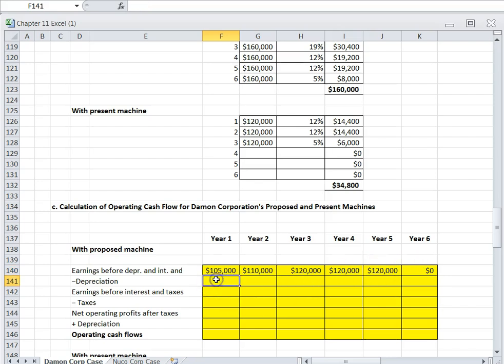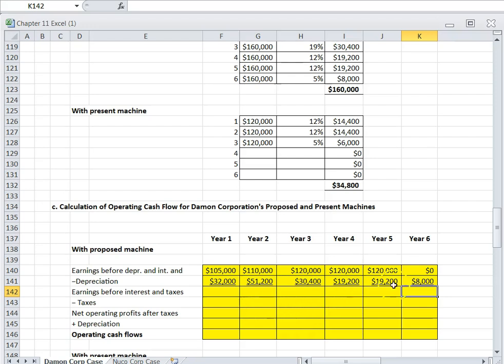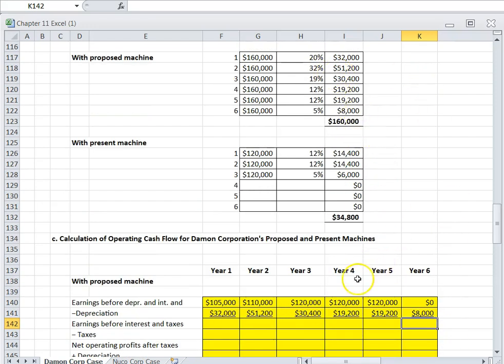Now depreciation. So depreciation we're going to pull from the depreciation that we calculate. So we have the proposed machine. When it says proposed machine, this means our new machine. So we're going to fully depreciate this. So again, I'm going to pull this from each of the cells. So actually we have a year 6 here, okay. And that's why we have year 6, because the depreciation comes over in year 6.